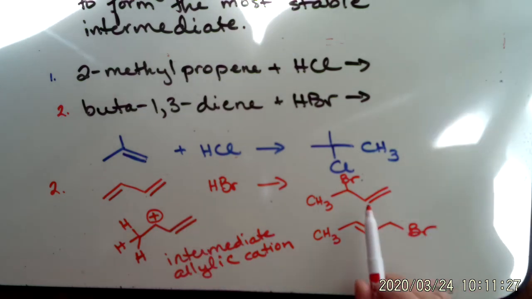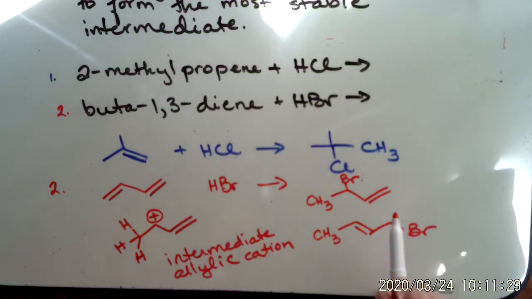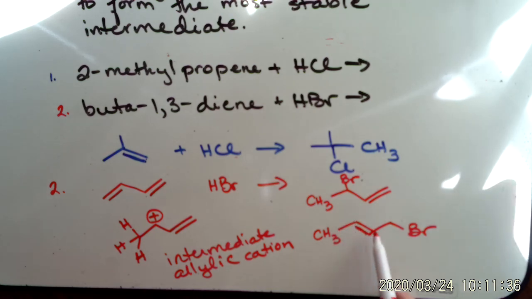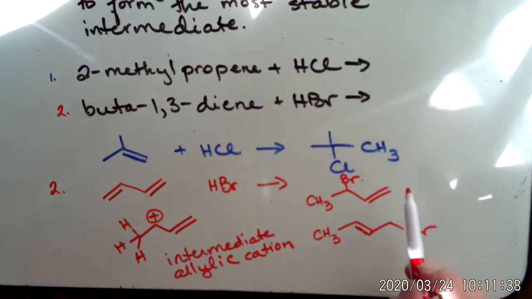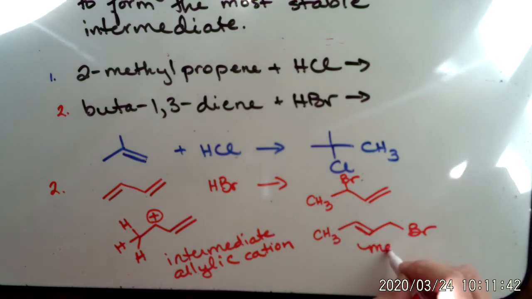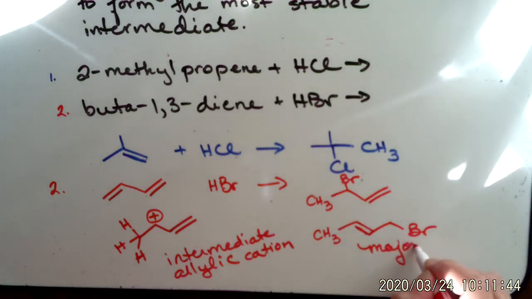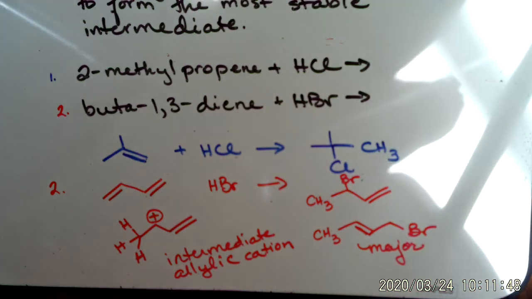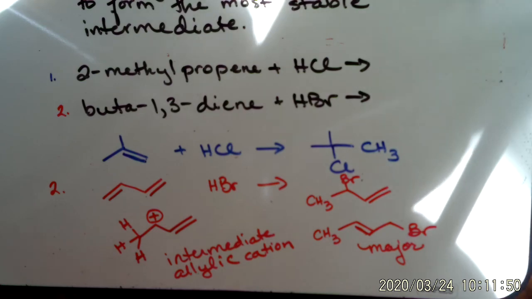Okay? Now between these two, which is my major product, well, don't forget, this alkene has 1, 2 substituents. This alkene only has 1. So it turns out that this one, interior, is my major product. Okay? So let's stop here and we'll move on to doing another compound.